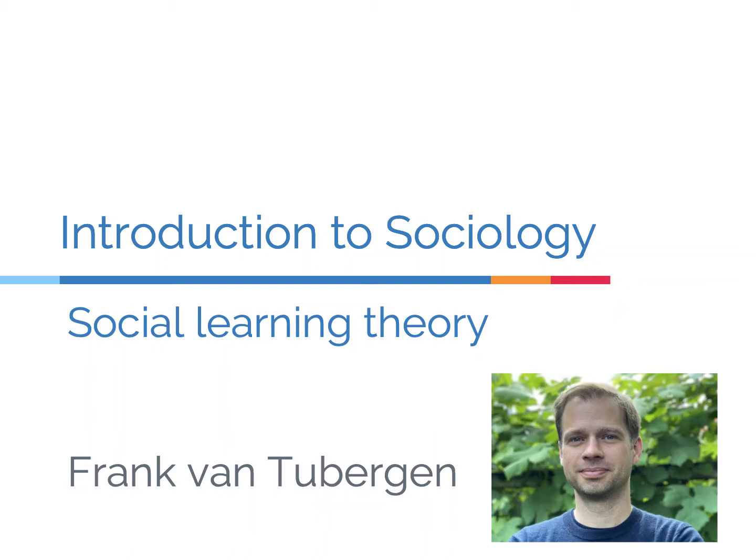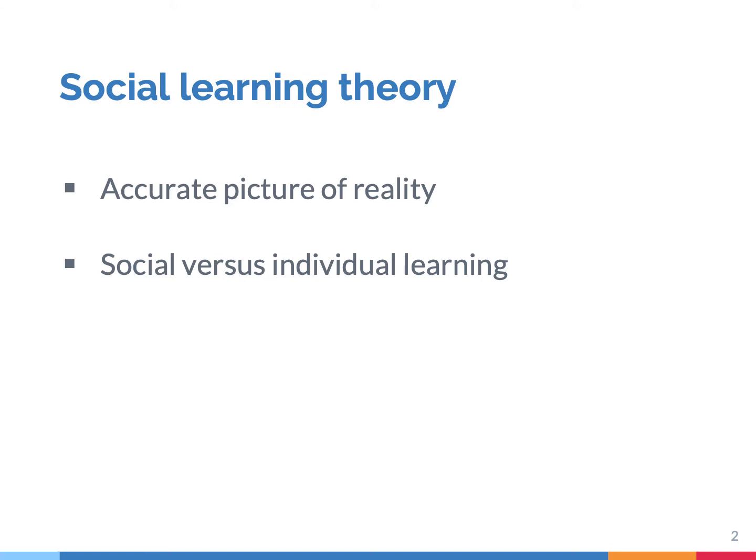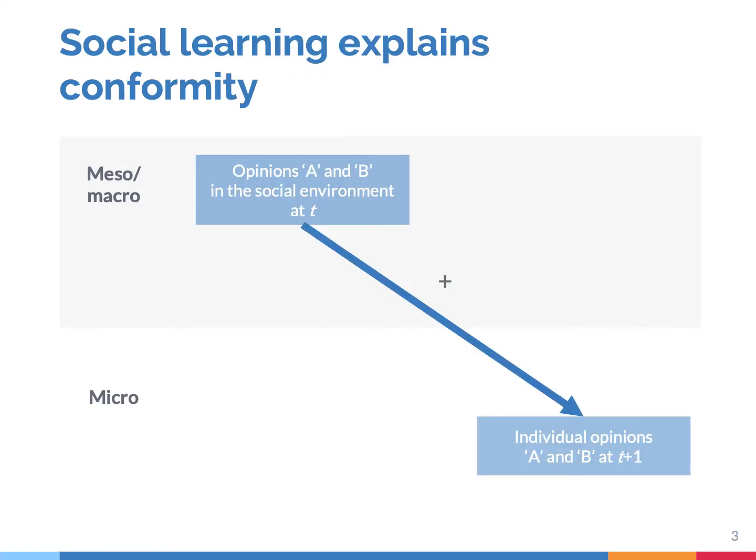Hi, in this lecture we'll talk about social learning theory. According to social learning theory, people learn from others because they want to get a more accurate picture of reality. Social learning is different from individual learning, which refers to the things people try out themselves. Social learning theory offers an explanation for conformity, the tendency that people copy the opinions and behaviors of others. According to social learning theory, this happens because people learn from others and therefore they become more similar to others.